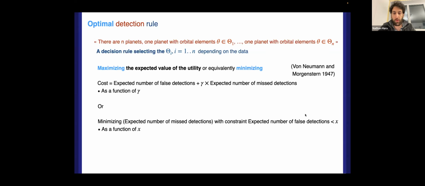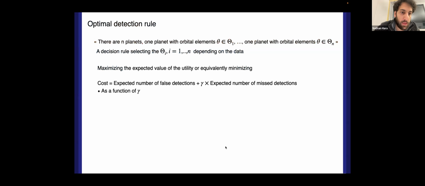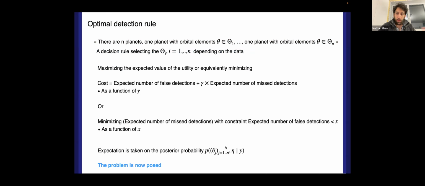So this formulation is very close to what in statistics is called a false discovery rate problem. And when I'm talking about expectations, it's expectation on the posterior probability of the elements. Okay. The problem is posed, we have our setting, we have an optimization problem, and we know on which space we are trying to optimize.